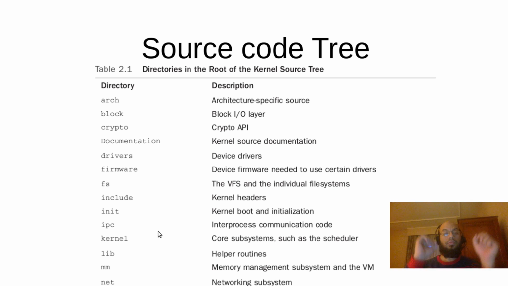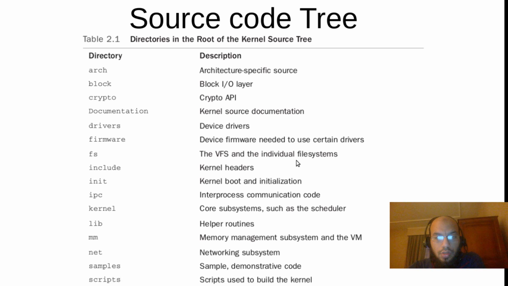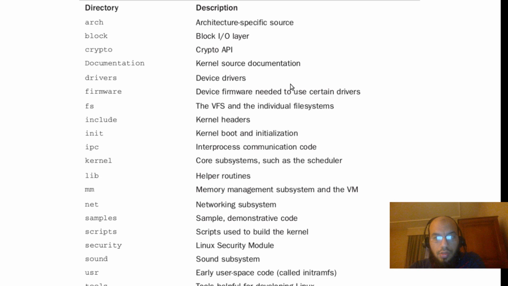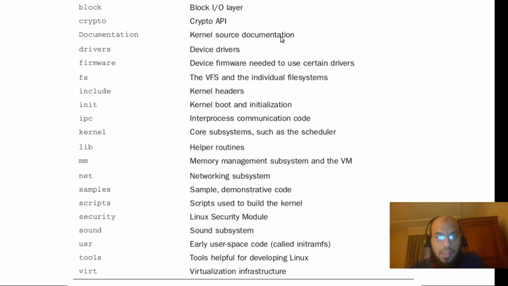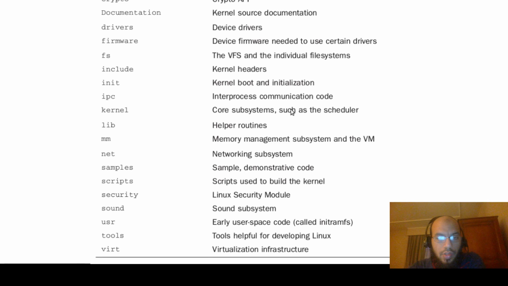And this is also where we will spend quite a bit of time in this course. So now you have also the lib folder, which contains all the helper routines that the different parts of the kernel would require to do stuff.